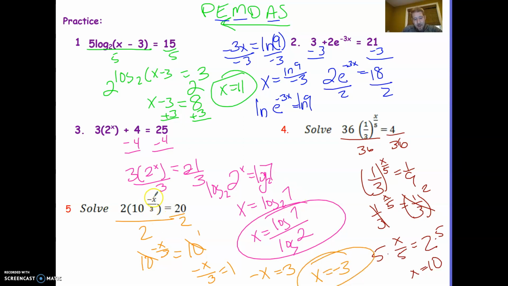Once again, put negative 3 in here, makes it positive 3. 3 divided by 3 is 1. 10 to the first power times 2 is 20. Yeah, just check the answer. It does work.